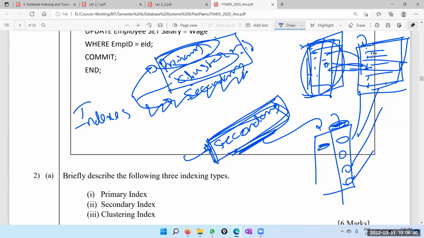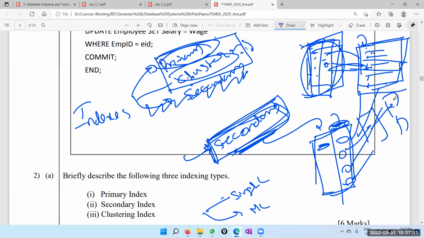Then there's another categorization of indexes, that is single level and multi-level. Single level index means you have just one index file. Multi-level means from the first index file, you go to the next index and maybe another set of index files, and then only you go to your data file. So that is called multi-level index files. So why are multi-level index files used?